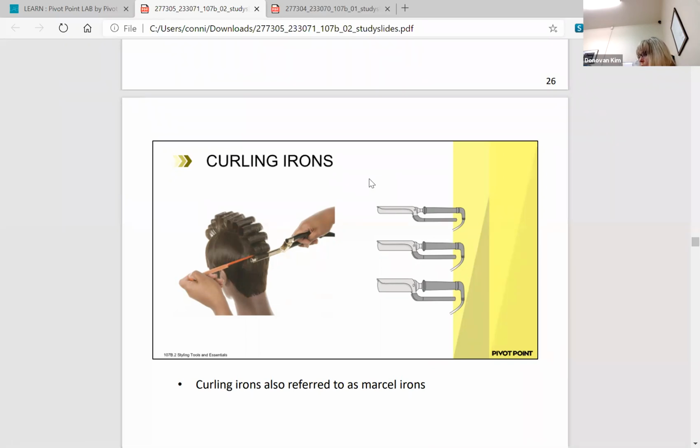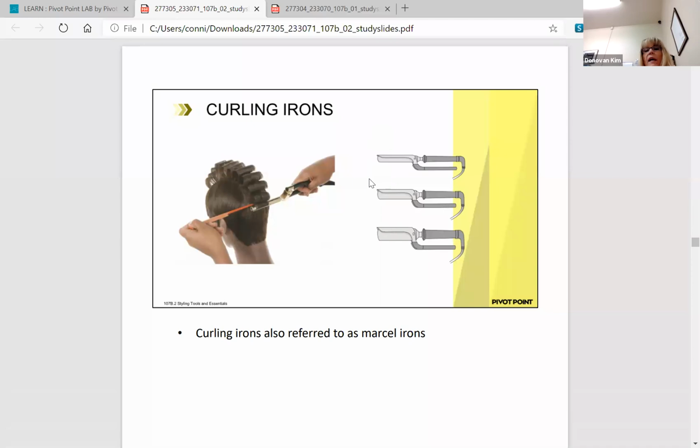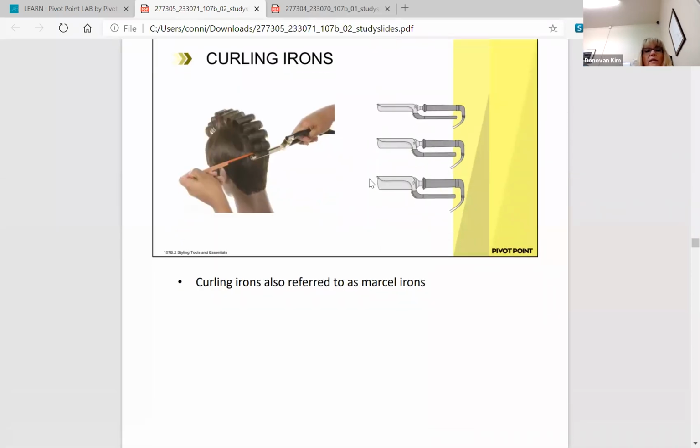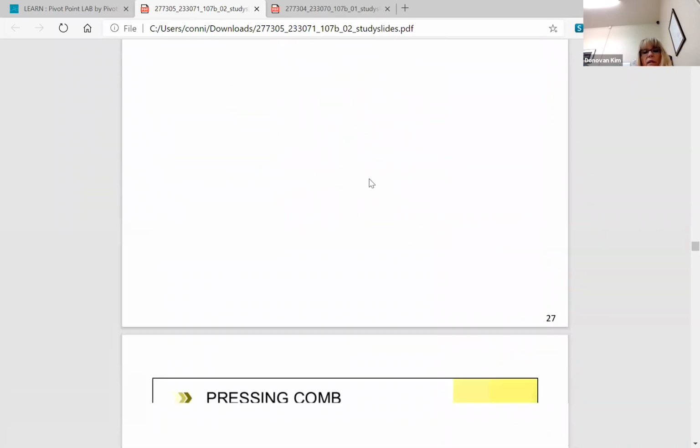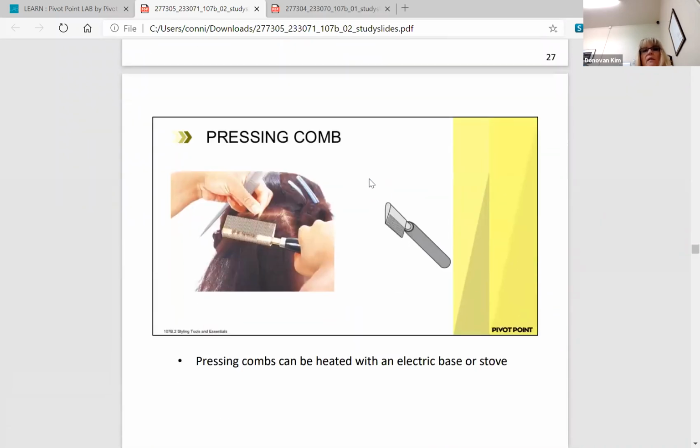And so, depending on the size and the type of curl and the length of hair, you can get a whole variety of different sizes there. And yes, you do have to do 4 curls with an iron like that at state board. So bring it next week, or bring it this week so you can practice with it.